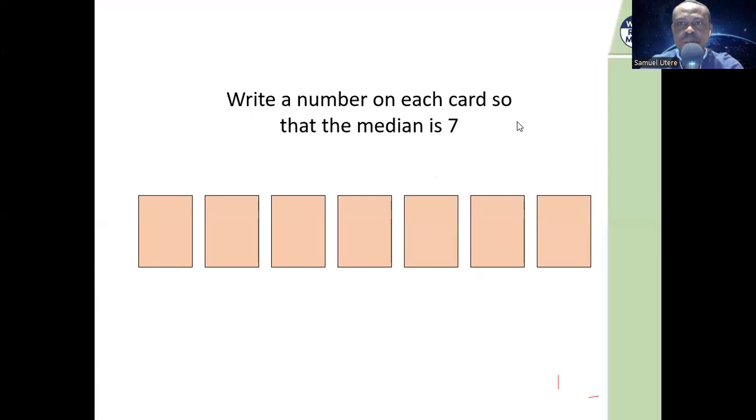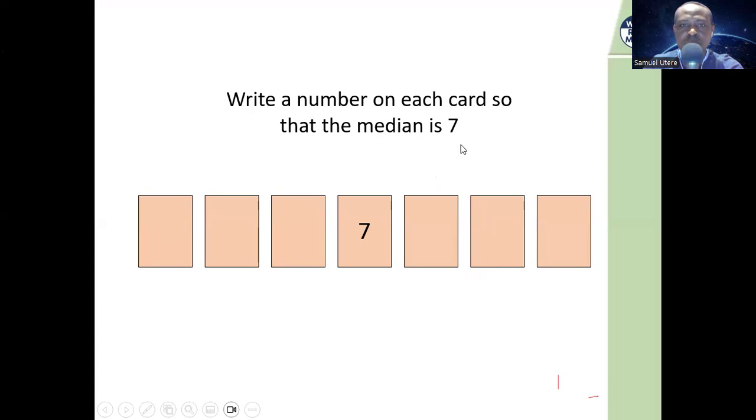Let's do some new learning. Here we're asked to write a number on each card so that the median is 7. Would it make sense to write 7 here? Of course not. We know that the median is the middle value of an ordered set of data or numbers. So it will make sense to write 7 in our middle card.